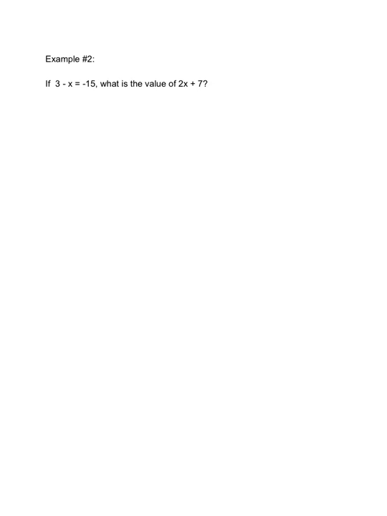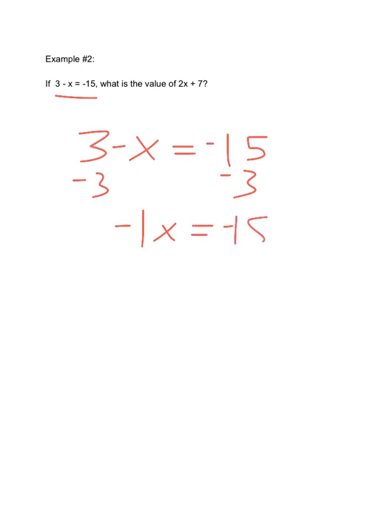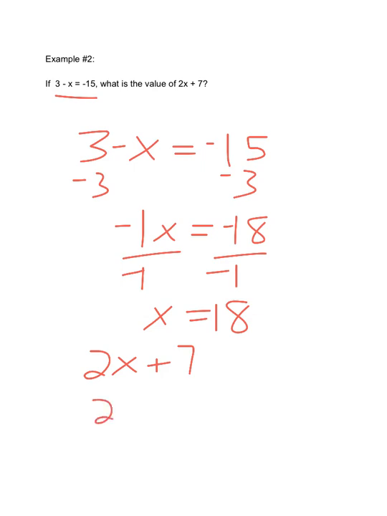All right, example 2. If 3 minus x equals negative 15, what is the value of 2x plus 7? Once again, I'm going to start by solving this equation. So I'll subtract 3. So I have negative 1x equals negative 18. Divide by negative 1. I have x equals positive 18. But I need the value of 2x plus 7.